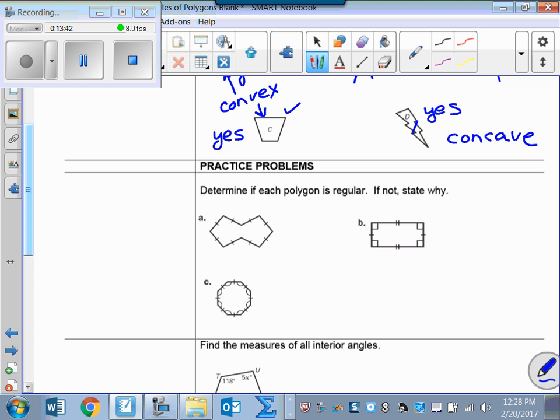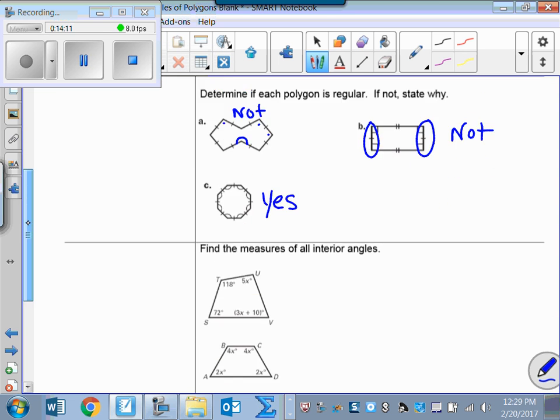This one, clearly not regular, because even though all the sides are congruent, look at this interior angle here. That's larger than 180, isn't it? As opposed to these interior angles. So not regular, and B is not regular. Why? Because these sides are not congruent to the other sides over there. Not regular. And C is regular because all the sides and all the interior angles are congruent.